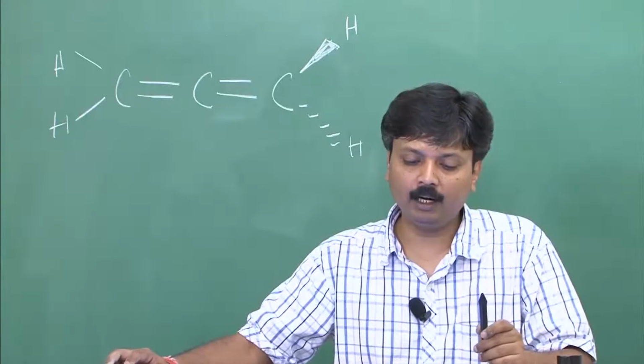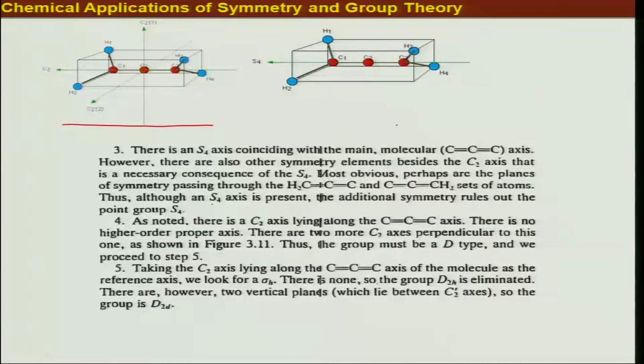You can easily figure out that if you rotate along this particular axis, this H3 here will go to H1, and this H4 will go to H2, and vice versa. So you will get an indistinguishable structure. That is a C2. So this will come here, and this will go here, right? That will act as a C2, and there is one more C2 along this axis, which is shown here.